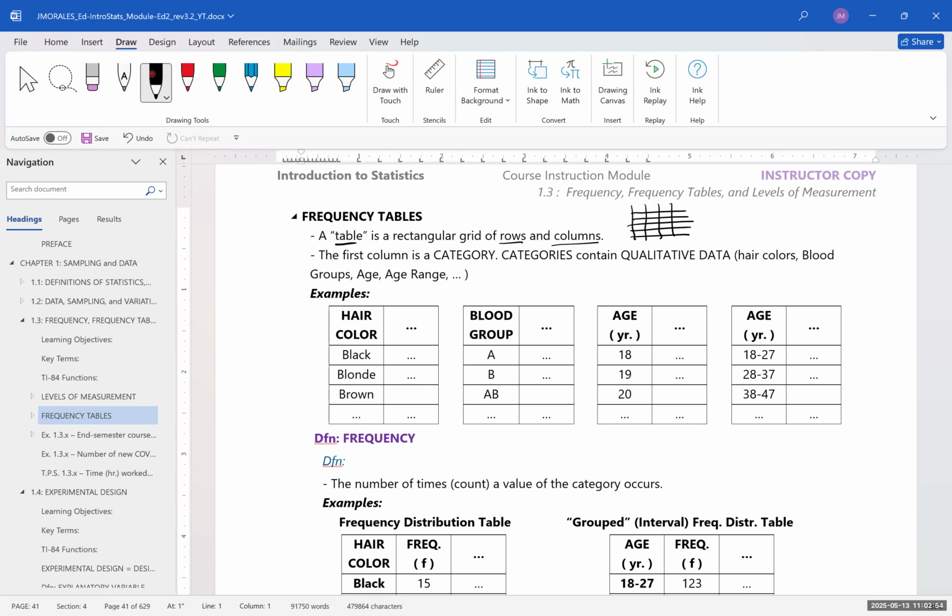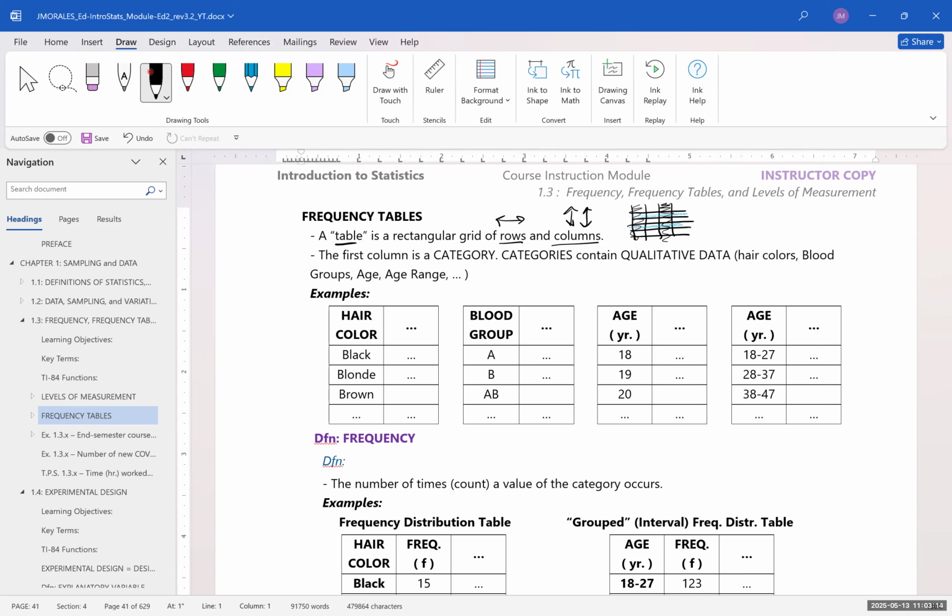So rows are horizontal, they go from left to right. Columns go up and down. All right, so here we've got a column and here's a column. Rows go horizontal like that.